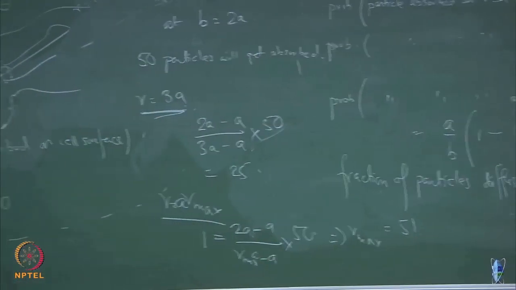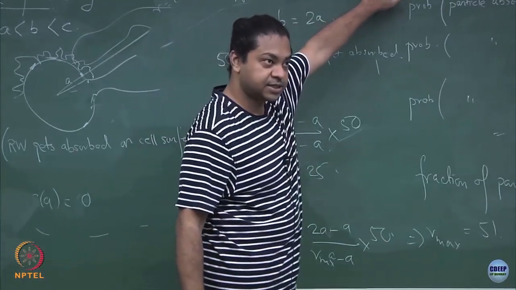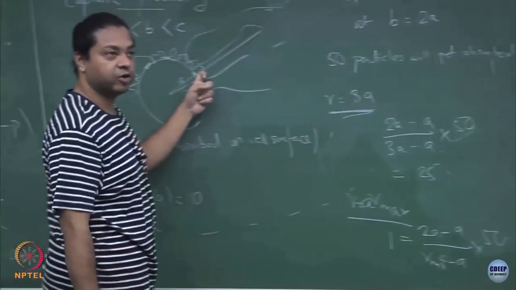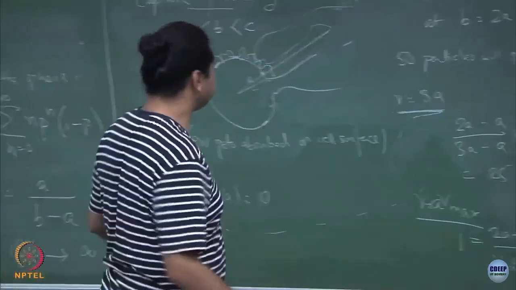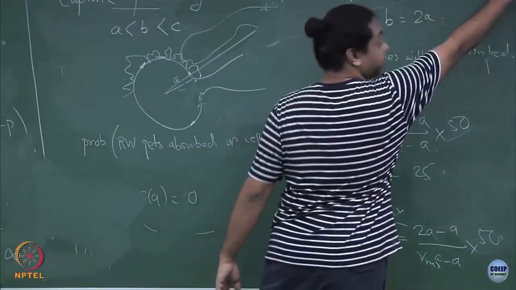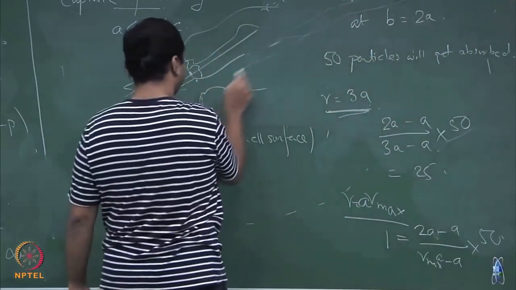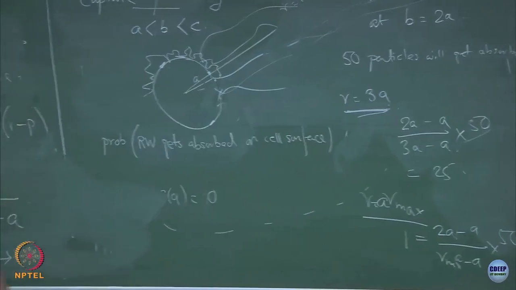What that means is that you will have one particle that has gone up to 51 times this distance before it has come back and gotten absorbed over here. Okay. Because this is diffusion, there is no memory associated with it. You can have particles which drift very, very far off and then come back and get absorbed on the surface of this sphere. Okay. I just wanted to do this to give a feel of that.